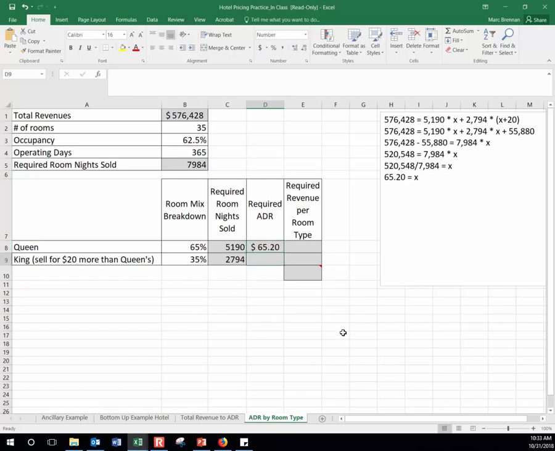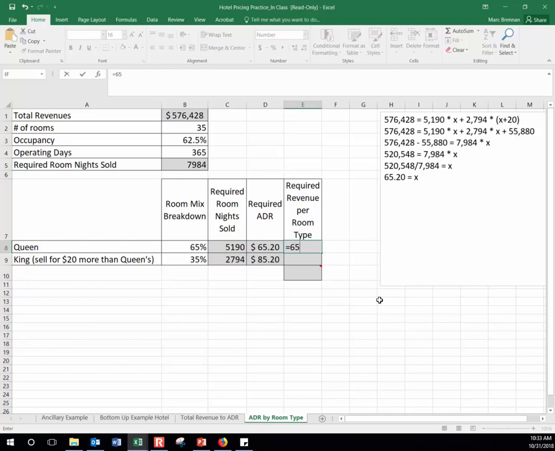There you go. Okay. Now, Kings sell for $20 more, so they would just sell for $65.20 plus $20. And sorry, we'll make that into dollars. So now that I know that my required average daily rate for Queens is $65.20 because they sell 65% of the time, I can find out my revenue per room type.